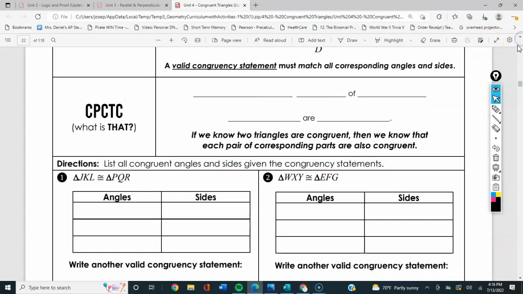Now let's talk about CPCTC. Yeah, you know me. That's an old rap reference that you guys probably have no clue what I'm talking about.